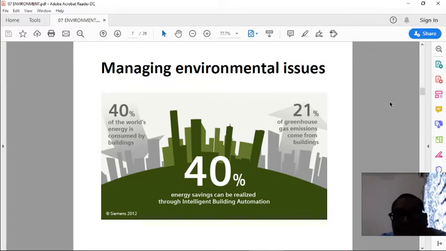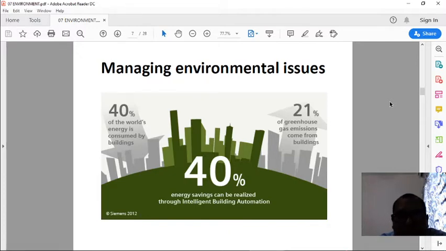And then this building emits the greenhouse gases that of course eventually will result in the thinning of the ozone layer.